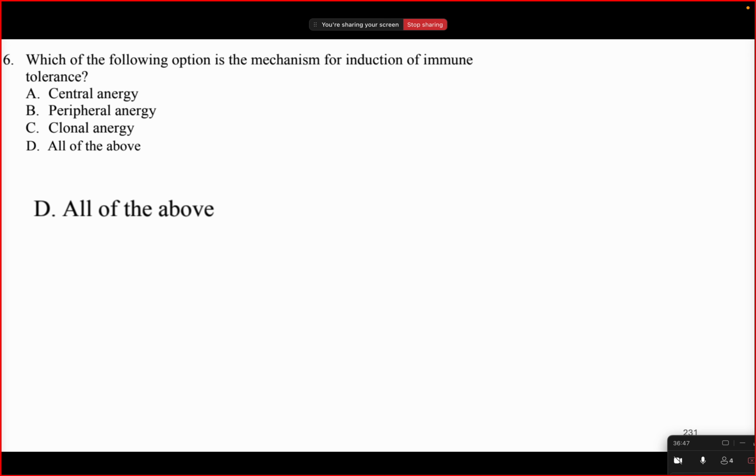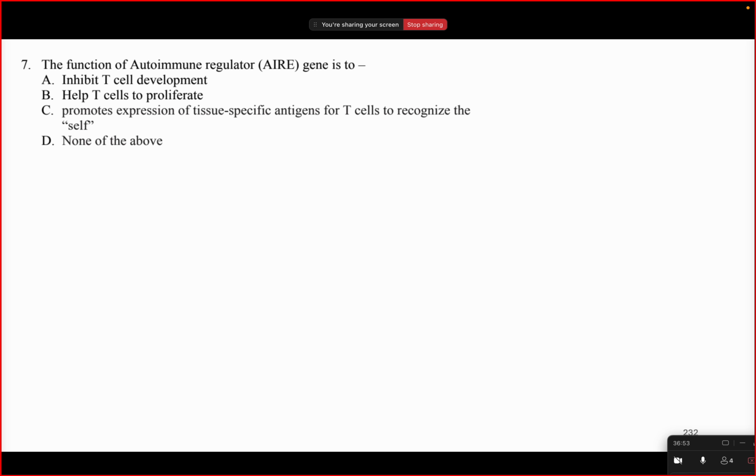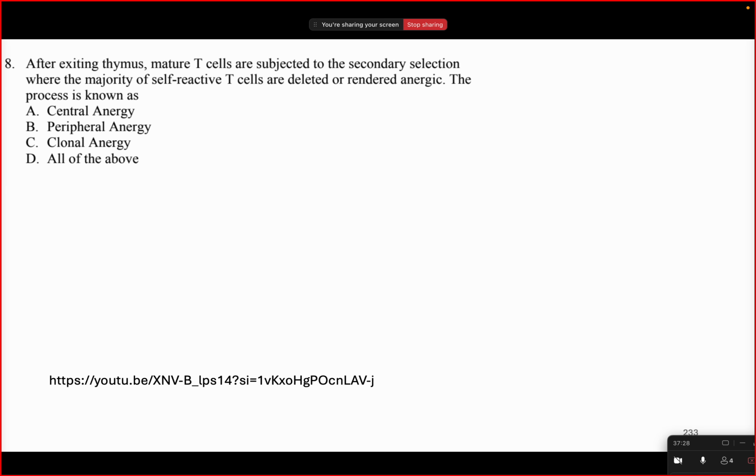So these things, according to me, you can always go back to the books. They'll give you a better idea about these concepts. The function of the autoimmune regulator gene is to inhibit T cell development, help T cells proliferate, promote self expression of tissue specific antigens for T cells to recognize the self, or none of the above. The right answer is promote self expression of tissue specific antigens for T cells to recognize the self.